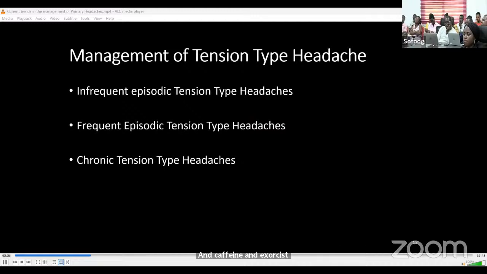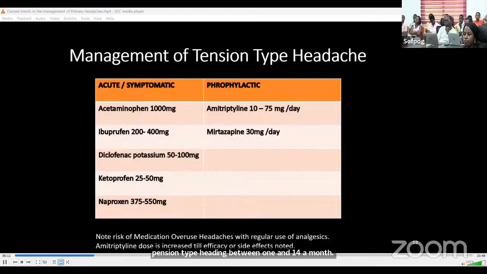So we'll delve right into tension type headaches. Now this involves infrequent episodic tension type headache, which is usually 1 or fewer attacks per month. Frequent episodic tension type headaches is between 1 and 14 a month, and then there are the chronic tension type headaches as well. With tension type headache, it tends to be the commonest headache presenting to the physician, but usually they don't have so much disability. When it's chronic, they can have disability.